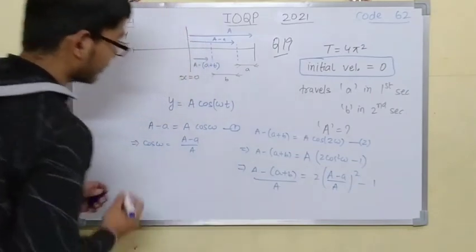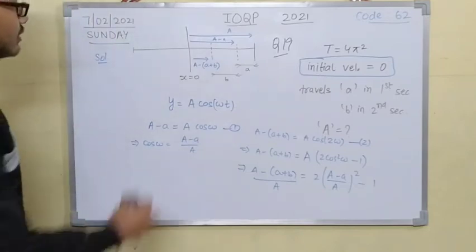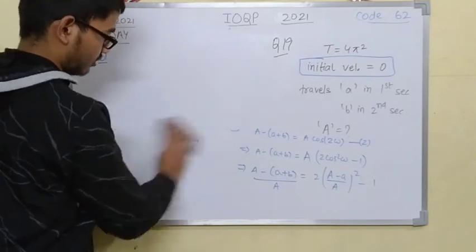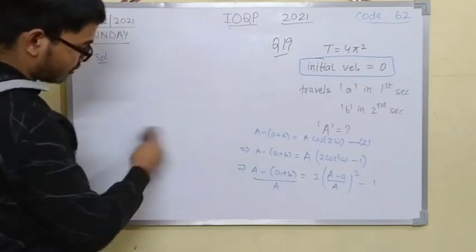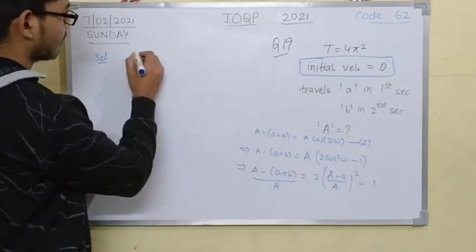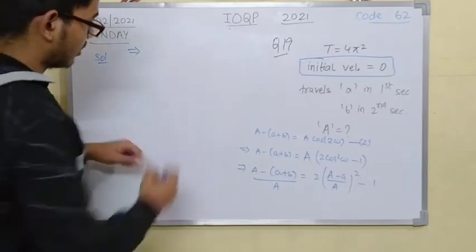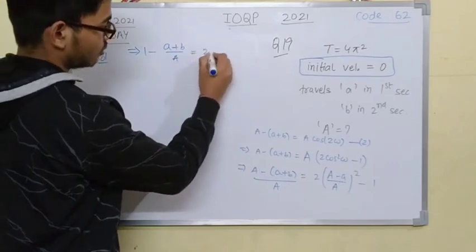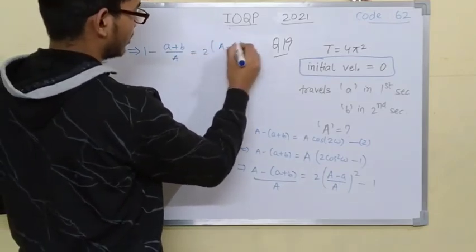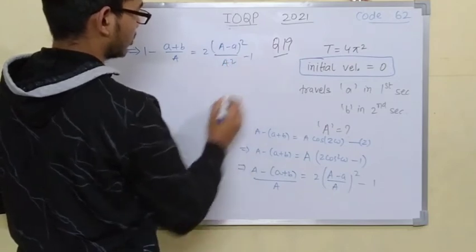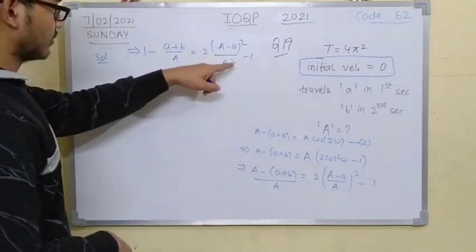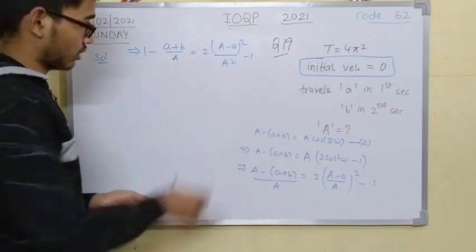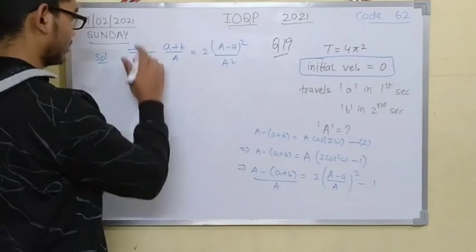So now we will simplify this. I am erasing the upper part. This equation was not required, that's why I erased. 1 minus a plus b by A equals 2 times A minus a square by A square minus 1. This minus 1 will come here and add this one to become 2. So I am adding this in this step itself.